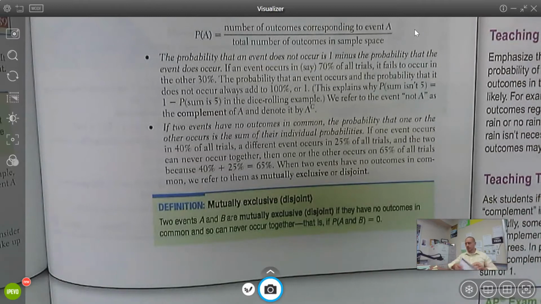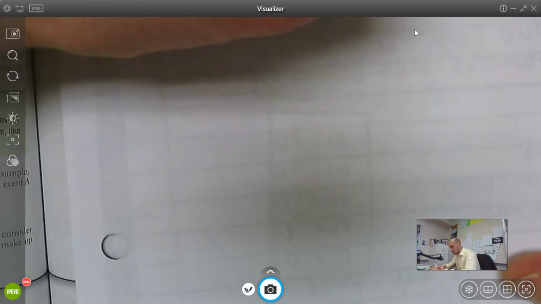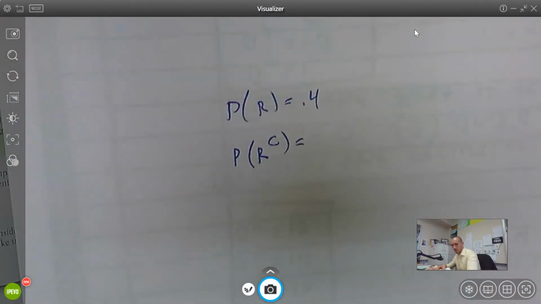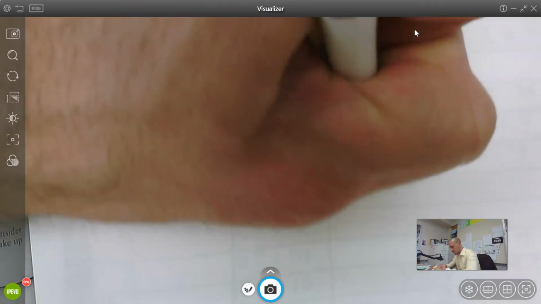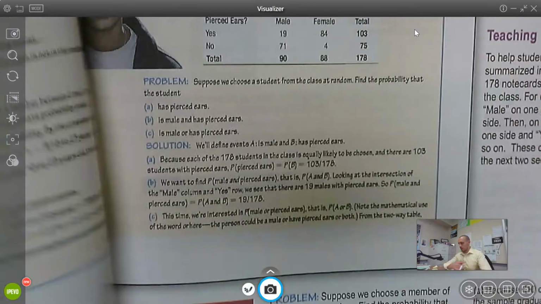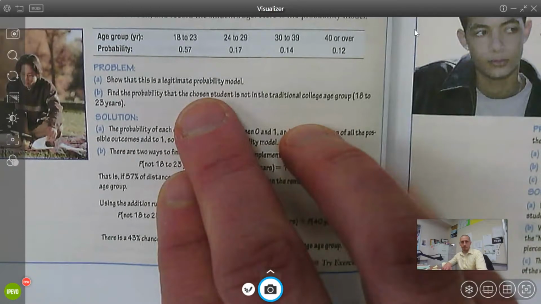We talked about this idea of complements. So say the probability of the light being red is 40%. The probability of the light not being red would be the complement of that, 1 minus that, or 60%. Pretty basic stuff. Complement, okay.